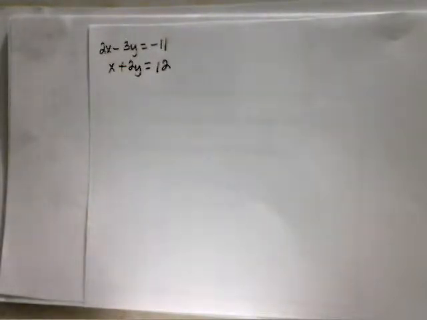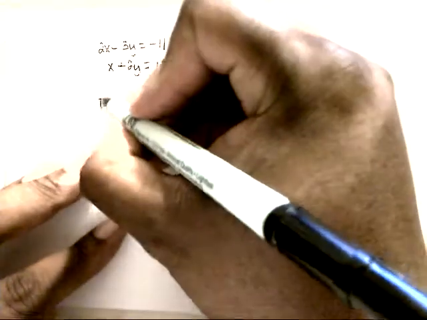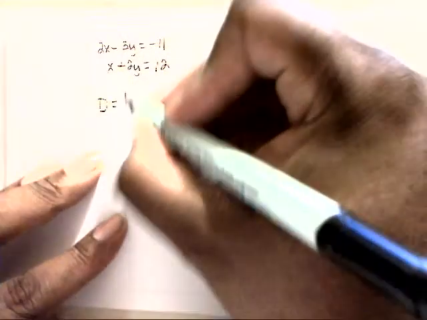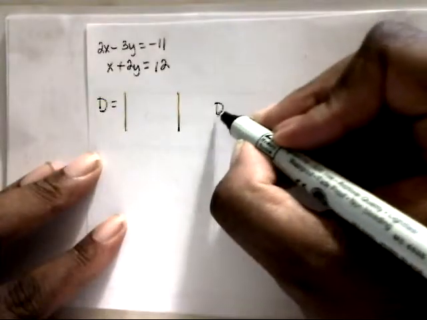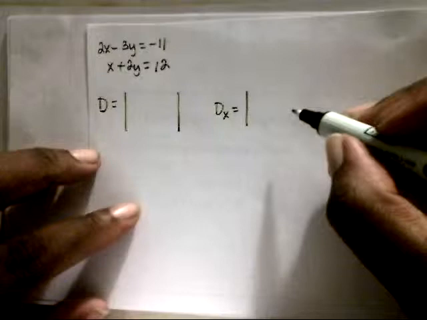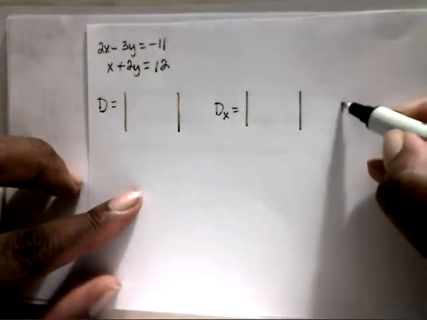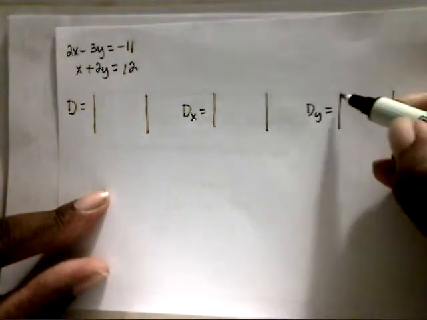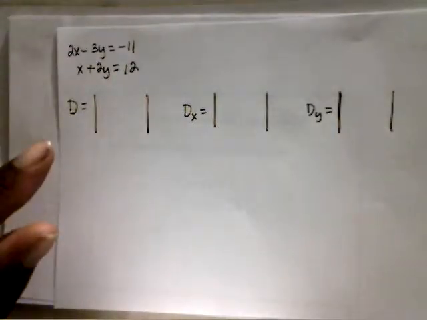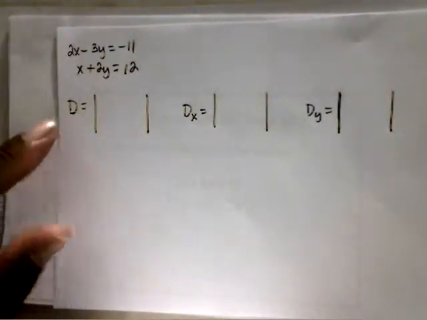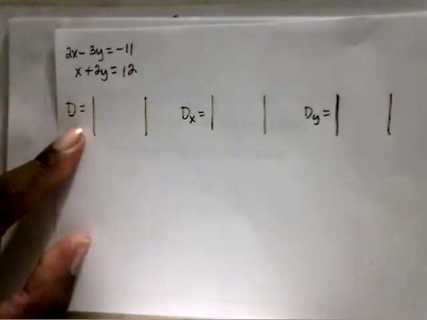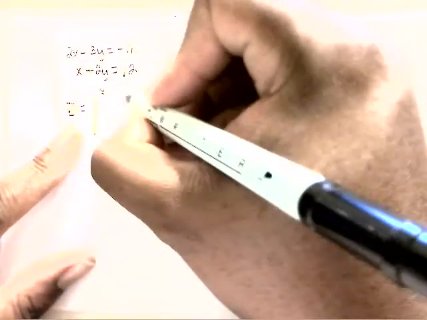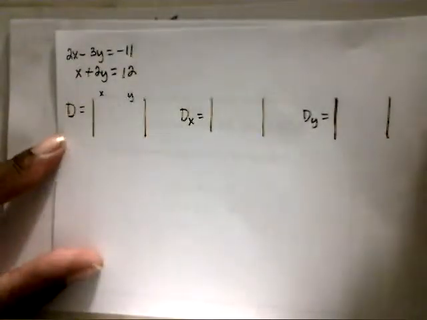There are three determinants that you're going to need: a determinant for D, which is your denominator, a determinant for x, that's always your numerator, and your other numerator is your determinant for y. So we're going to have three different determinants to set up and then find out what each of them is. D is always going to be the coefficients of x and y. If you want, you can write x and y up here to remind you that for D, you put the coefficients of x and y in those columns.